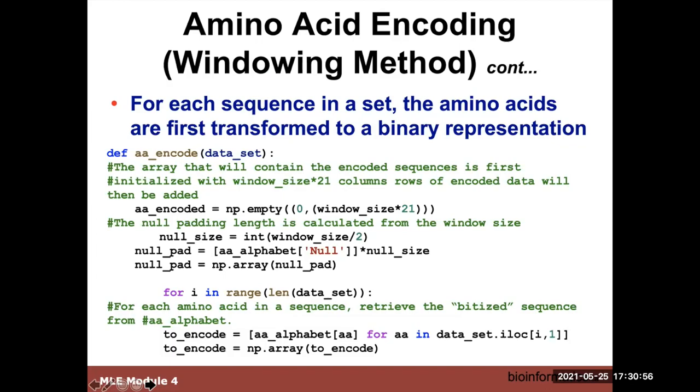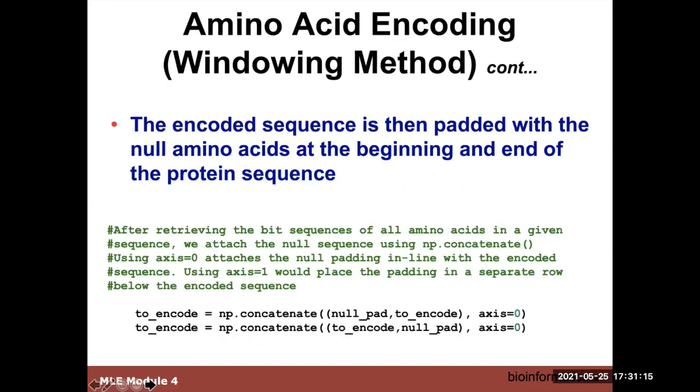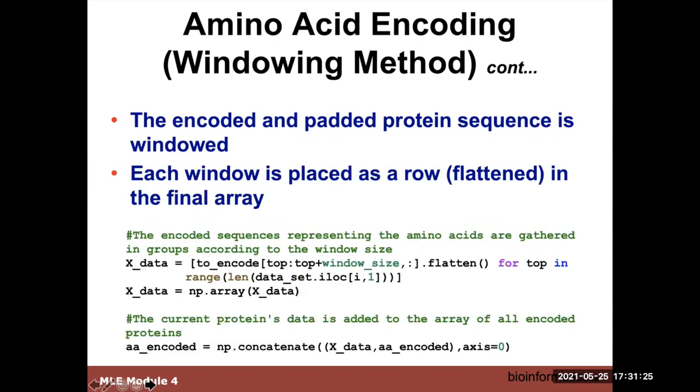We're producing this AA encode. So it creates this window size. We create first a set of null, and we pad it based on the size of the window. So how many columns we're going to have, how many residues, the length, and how we bitize everything. We also make sure that we've encoded it, concatenating those padding sequences to the beginning and the end. And then now that we've encoded the padded protein sequence, we start flattening it.